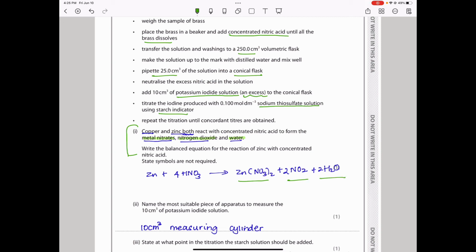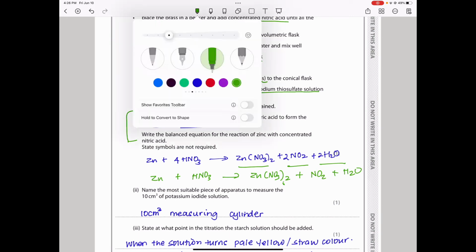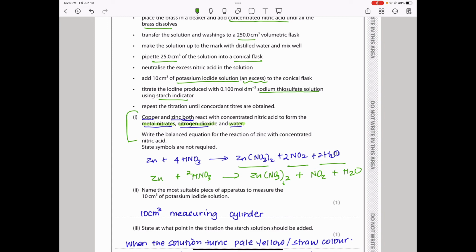So you just write zinc plus nitric acid. The other side, we get zinc nitrate, of course, and we know NO2 and we know water. Then we begin to balance. Balancing, we see this nitrate here is 2, so we can try to put a 2 here. This is not the final part yet.